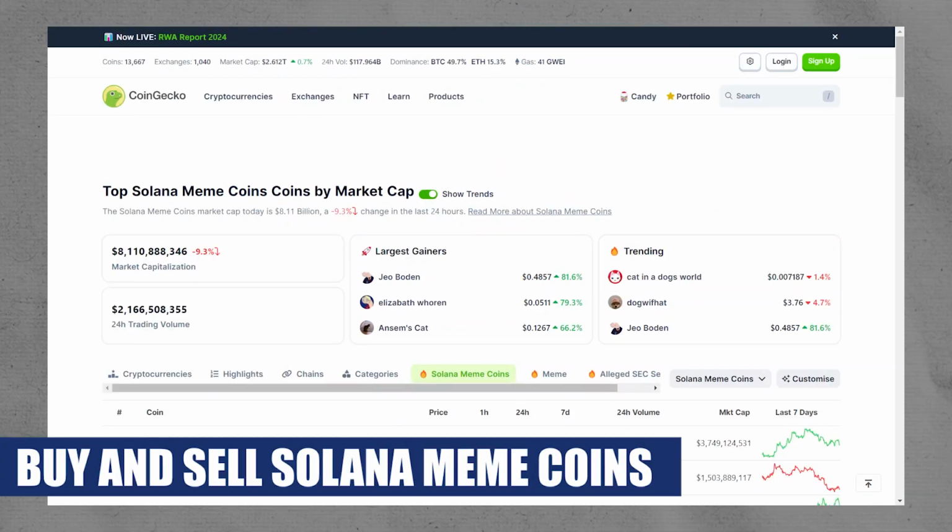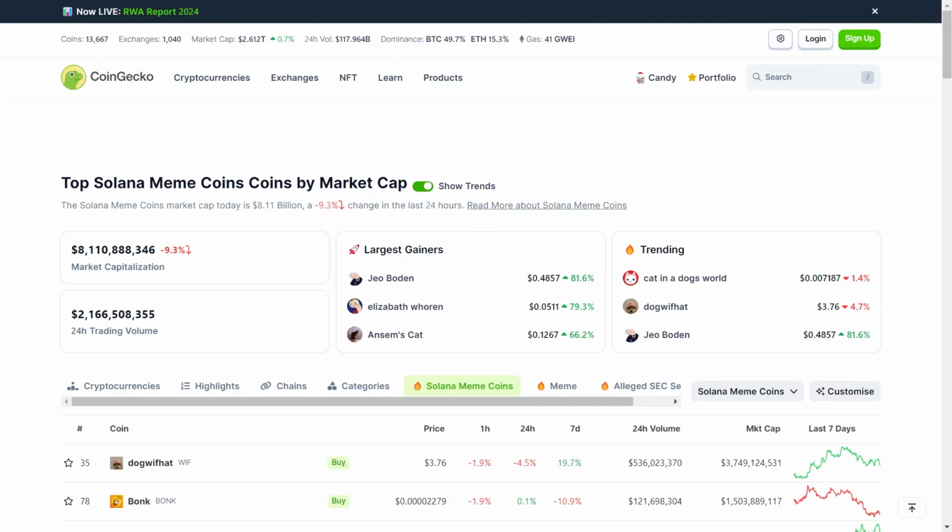meme coins, a step-by-step guide. First, you have to open any browser like Google Chrome and search coingecko.com on the search bar. Open the website, go to categories and select Solana meme coin. You can use the search bar to find specific coins or browse through categories like DeFi or meme tokens.